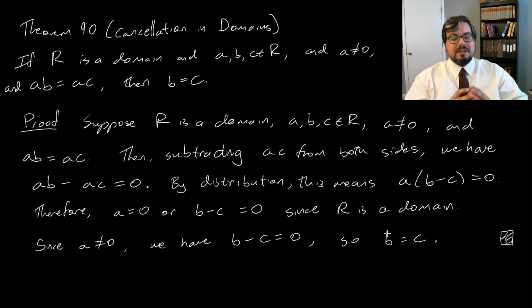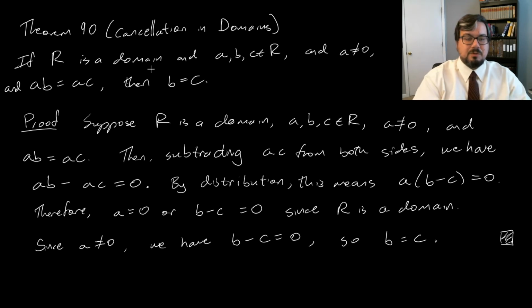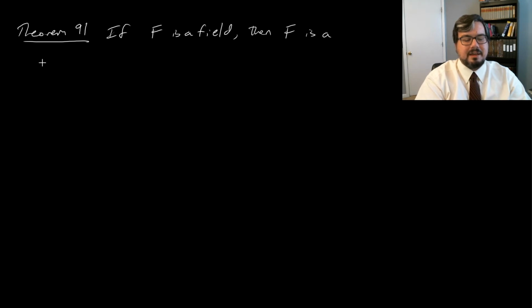All right, so the next thing we want to do is look at the relationship between domains, which are a special kind of ring, and fields, which are also a special kind of ring, which we defined. And it turns out that fields are a subset of domains, or in other words, we have Theorem 91, which says that if F is a field, then F is a domain.